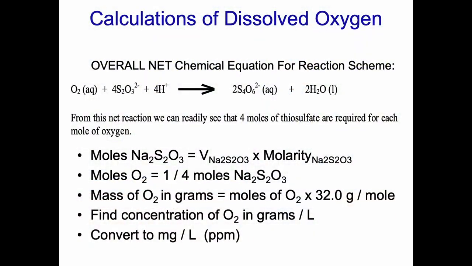So the math is pretty simple here. You're converting the moles of your titrant to moles of oxygen, grams of oxygen. You divide by the liters. If you're doing 200 mils, that's 0.2 liters. And then you get your milligrams per liter and ppm.